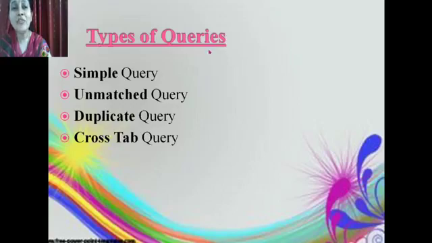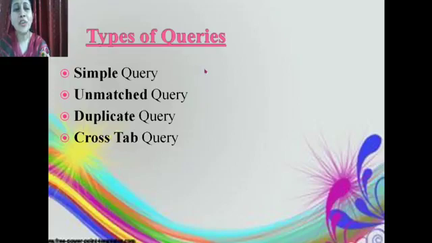So, how many types of queries are there? Mainly there are 4 types: simple query, unmatched query, duplicate query, and cross-tab query.